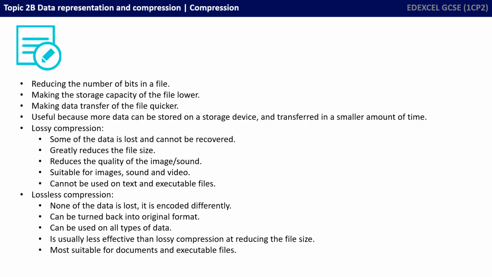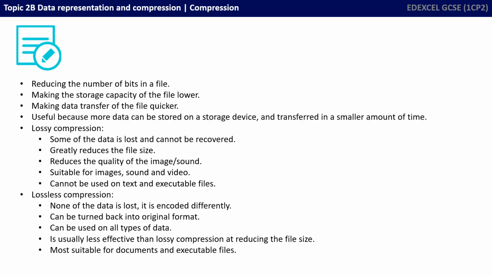There are two types of compression. Lossy compression, where some of the data is lost and cannot be recovered. This greatly reduces the file size. It reduces the quality of the image or sound, and is suitable for images, sound and video, but it cannot be used on text and executable files.